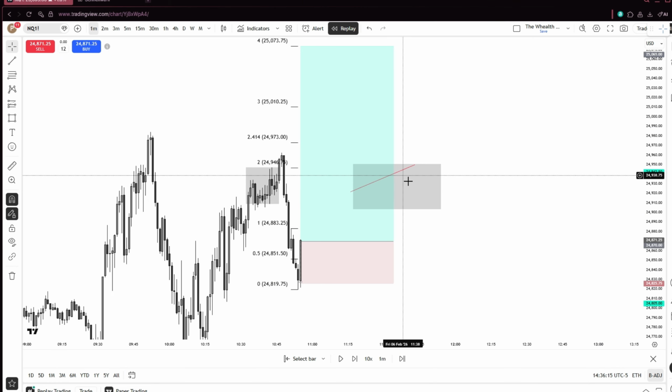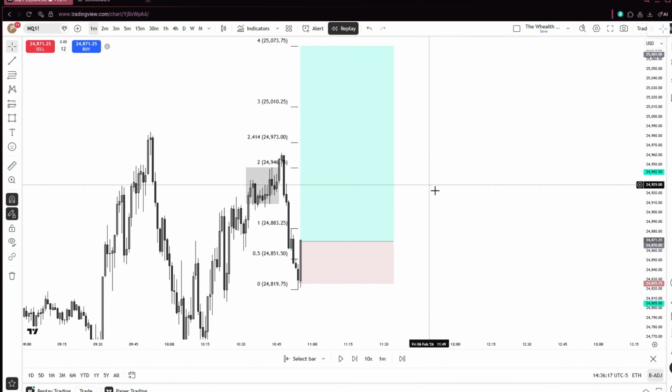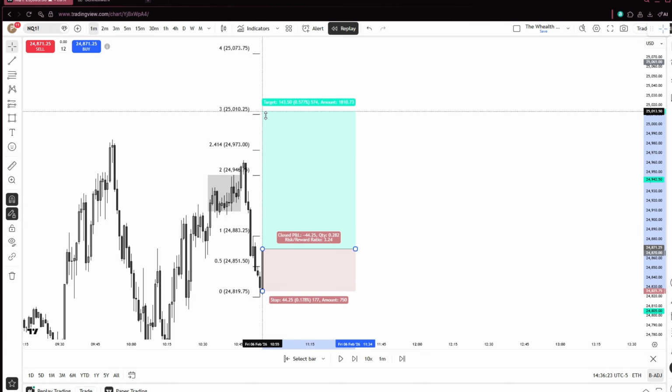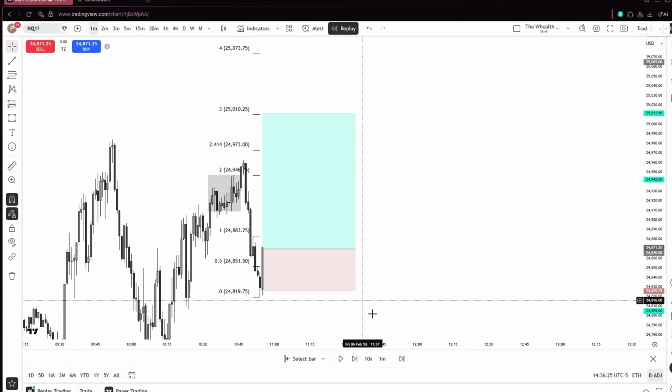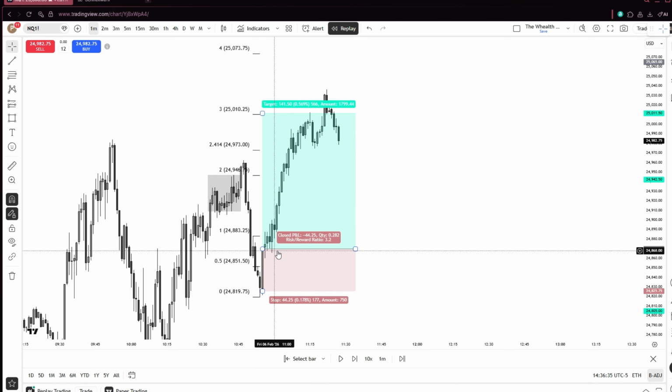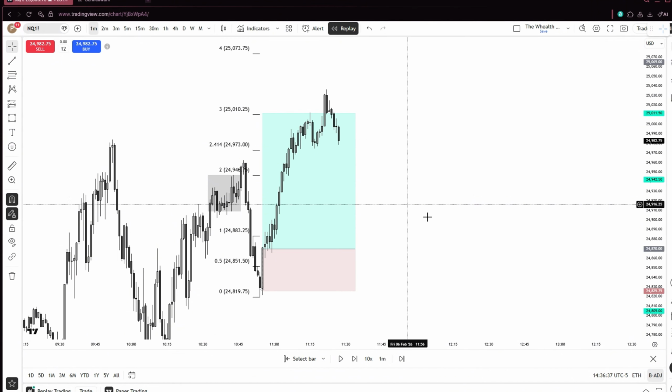I did take this on my live account. Actually, it was a very obvious trade in my opinion. So let's see how it's playing out. To the 3 level, as I said, I only took it at the 3 level. As you can see, we just smashed it again. Yeah, perfect in my opinion.